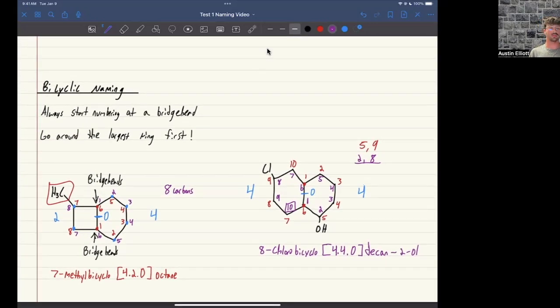They do follow the same convention every single time though. You start numbering around the largest ring first, always starting at one of the bridgeheads in between the carbon cyclic structures, and then just putting the number of carbons that each one of them has into the brackets there in the center, and it all works the same every single time.